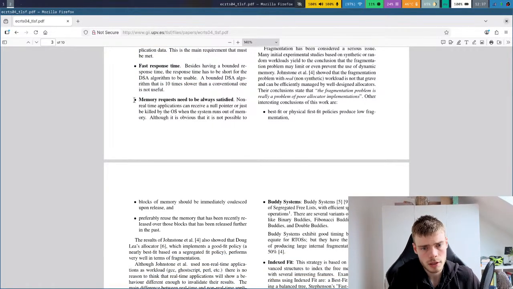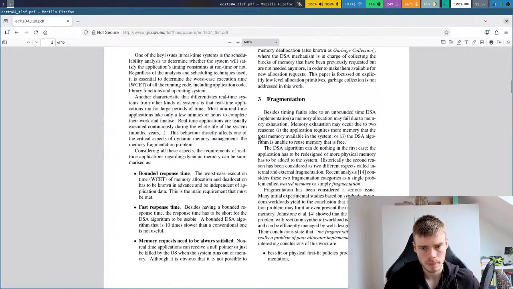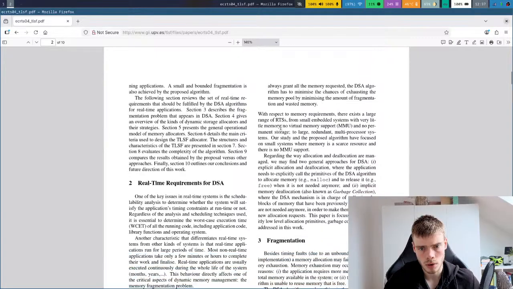Memory requests need to be always satisfied. Non-real-time applications can receive a null pointer or just be killed by the OS when the system runs out of memory. Although it is obvious that it is not possible to always grant all the memory requests, the DSA algorithm has to minimize the chances of exhausting the memory pool.